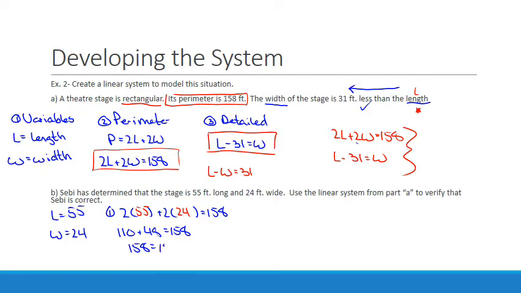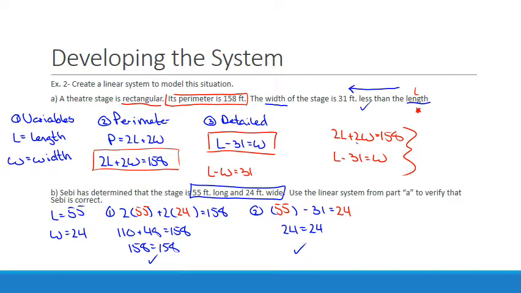158 equals 158. So those values definitely work with the first equation. Now in the second one, L minus 31 equals the width. So the L is 55, the width is 24. 55 minus 30 is 25, minus one more is 24. So yeah, 24 does equal 24. So I've confirmed these values with both equations, meaning this is the correct solution.